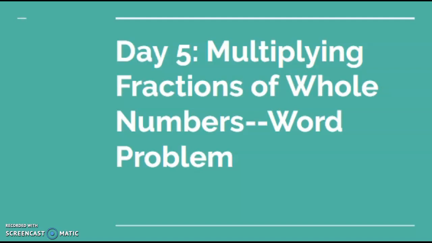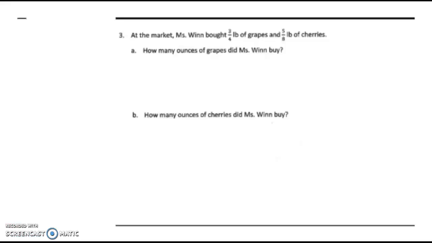Welcome back. We made it to day 5, multiplying fractions of whole numbers using word problems. I wanted to look at number 3. It says, at the market, Miss Wynn bought 3/4 pounds of grapes and 5/8 pounds of cherries. How many ounces of grapes did Miss Wynn buy? How many ounces of cherries did Miss Wynn buy?